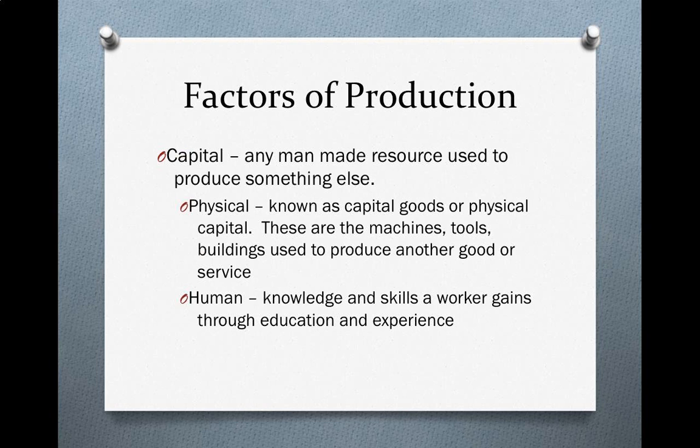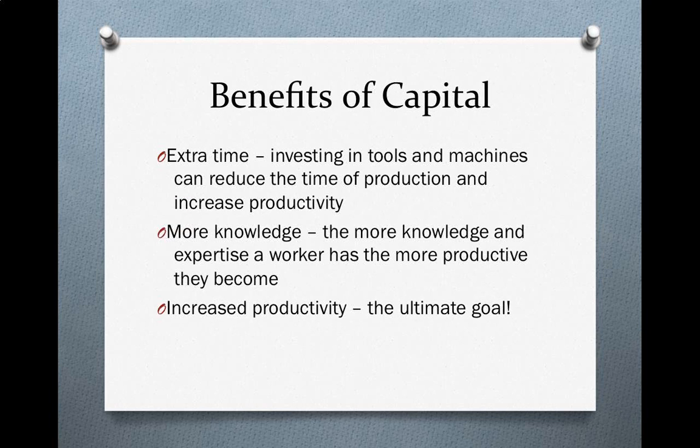Capital itself is any man-made resource used to produce something else. And there are two different types of capital: physical capital and human capital. Physical capital is sometimes called a capital good, and these are the actual machines, the tools, the buildings that are used to produce another good or service. And then human capital is the knowledge and skills that a worker gains through education and experience.